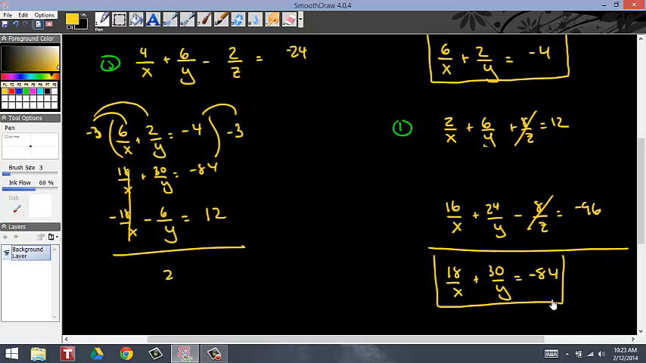So I end up with 24 over y equals negative 84 plus 12, which is a negative number, so negative 72. Now I'm going to cross multiply these. It looks like negative 72y is going to equal 24, so y is going to equal negative 1/3.